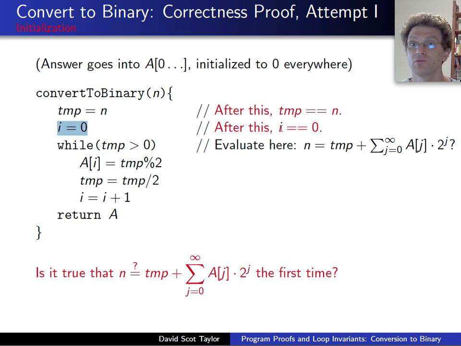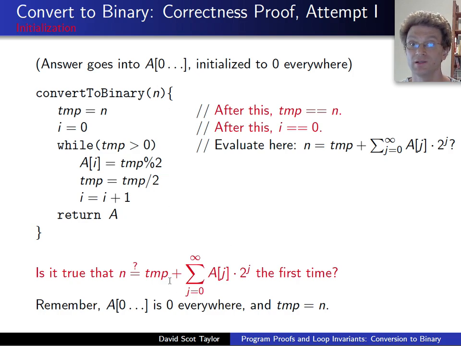After the next line runs, we expect i to have a value 0. And then is it true that n is equal to this formula here? Well, we should remember A is initialized to 0 everywhere. So this entire summation term is going to just disappear. And we're asking, is it true that n is equal to temp? Well, yes, it is. So that's great. Our initialization is fine.